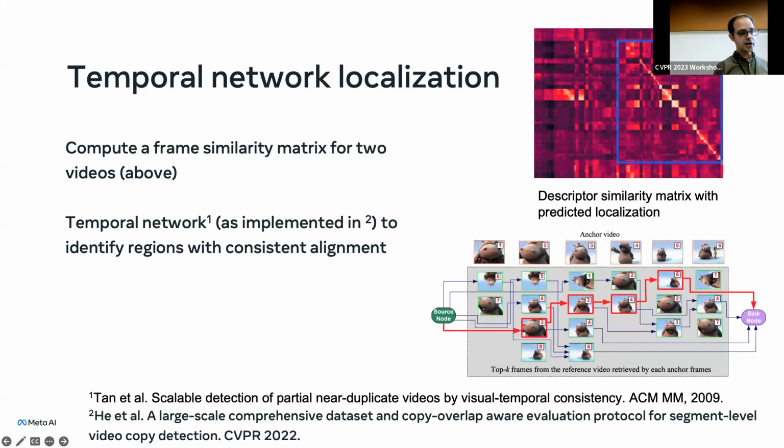And what we are looking for is, true temporally consistent matches have this diagonal line pattern, where as we advance time in each video, there's this local maximum of similarity, as we see here. We give the similarity matrix to a temporal network, which infers a graph problem from the similarity matrix, and then looks for essentially a long path of high similarity in that similarity matrix. And this is a temporal network prediction in blue here for the similarity matrix.